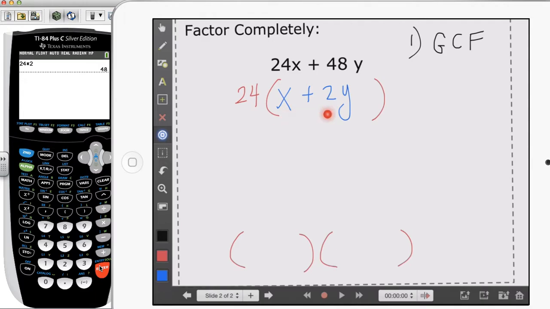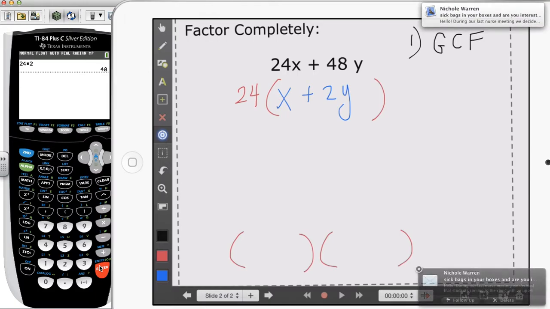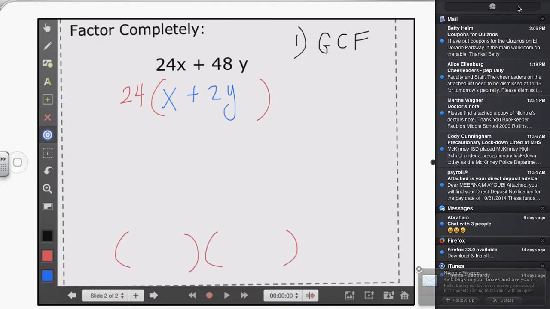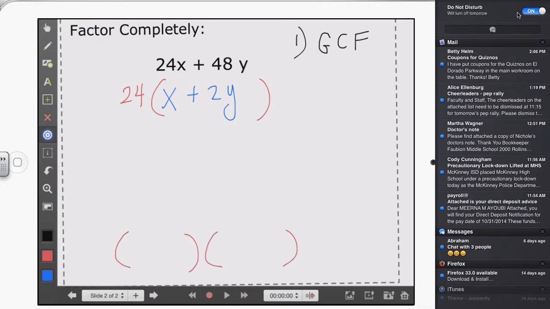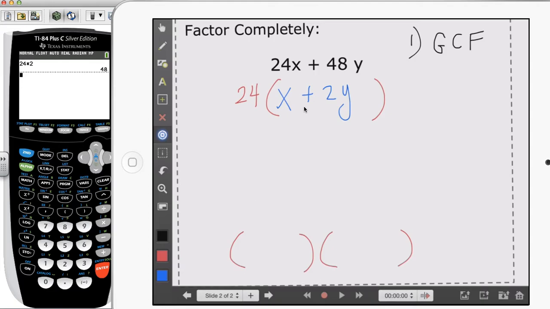Now can you factor this more? No, there's nothing else in common. X is different from y. This has a 2, this does not have a 2. So I did factor it completely, and my two factors are 24 and x plus 2y. This is going to be the final answer. Now let's move on to the next one.